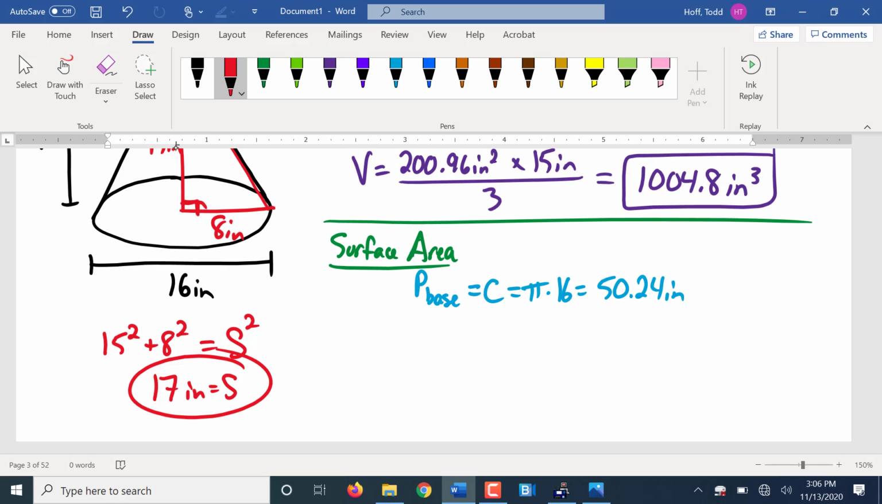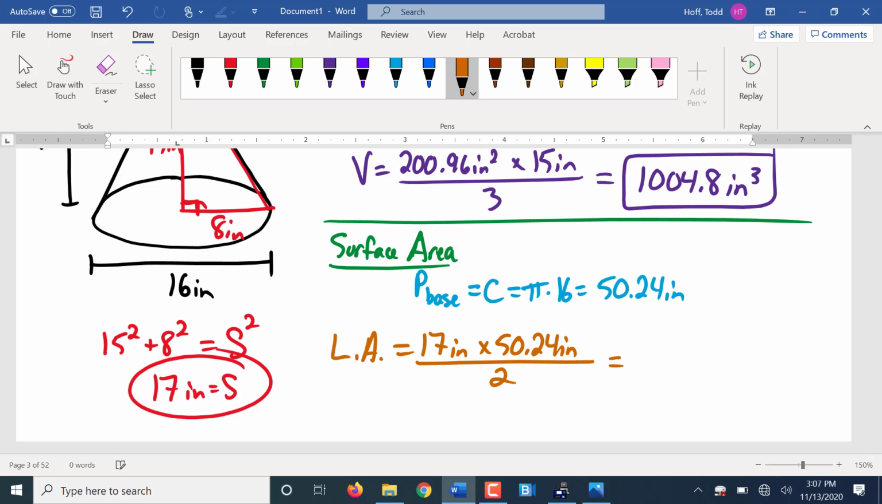Anybody have any questions on how to use that a squared plus b squared equals c squared at this point? Everybody's good with it? Okay. So then, what do we piece together for our lateral area? What do we have to multiply? 17 slant times the perimeter of the base of 50.24 and divide by 2. Good.